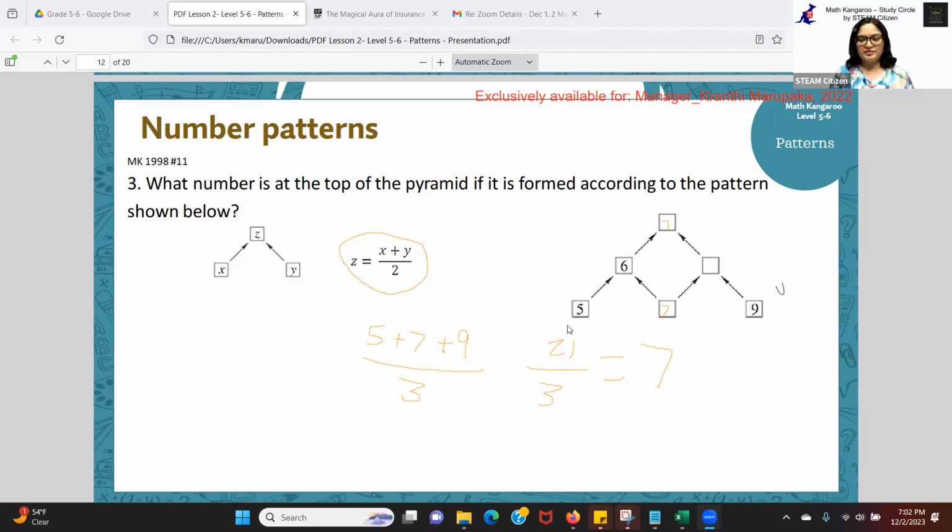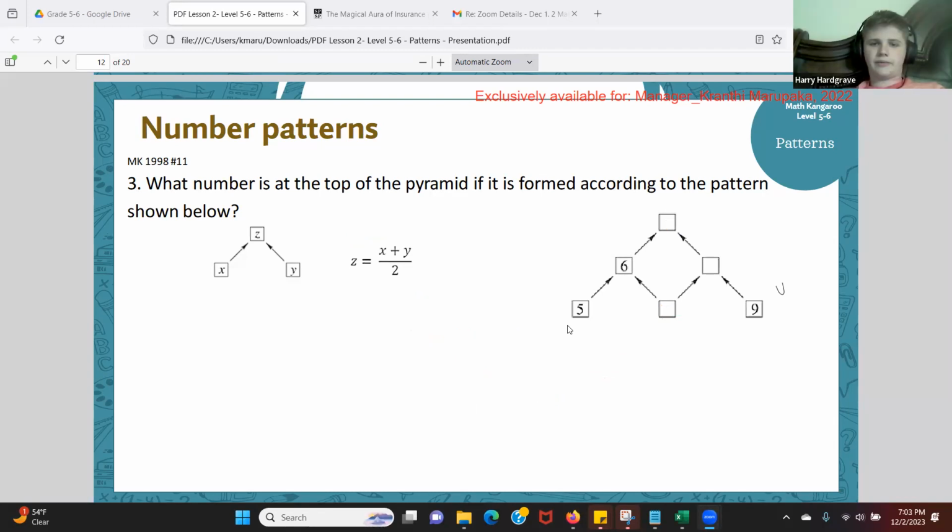Yeah, that's another brilliant one. And actually, if you wanted to cut it down another step, you could just notice that the average of 5 and 9 is 7.